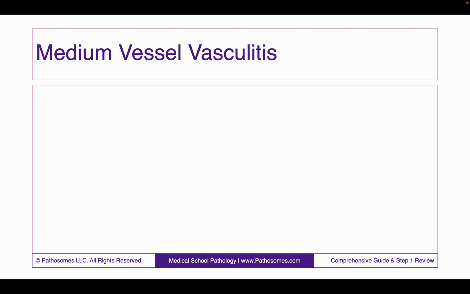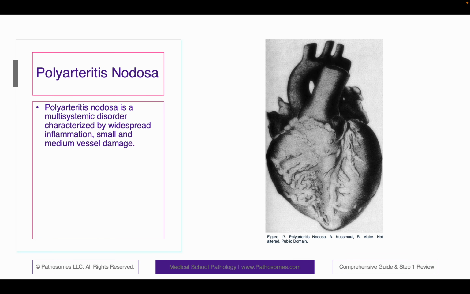Let's move on to medium vessel vasculitis, starting with polyarteritis nodosa. Polyarteritis nodosa is a multisystemic disorder characterized by widespread inflammation, small and medium vessel damage.